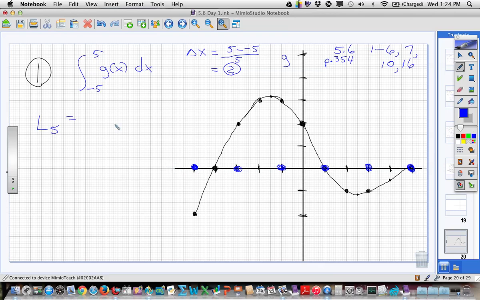So now I'm going to do left rectangles. Just like we did for problem 17, I'm going to go to my left edge, down to the curve. I'm going to go over 2. And I'm going to go back. And there's my first left rectangle. I'm going to go to my left edge, up to the curve, go over 2. And there's my next left rectangle. Go to my left edge, up to the curve, over 2.